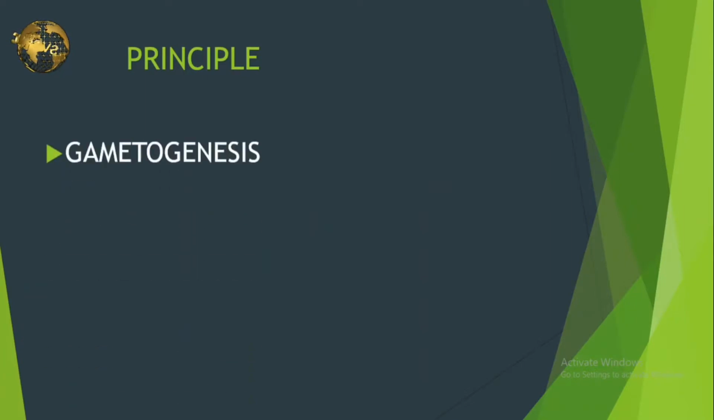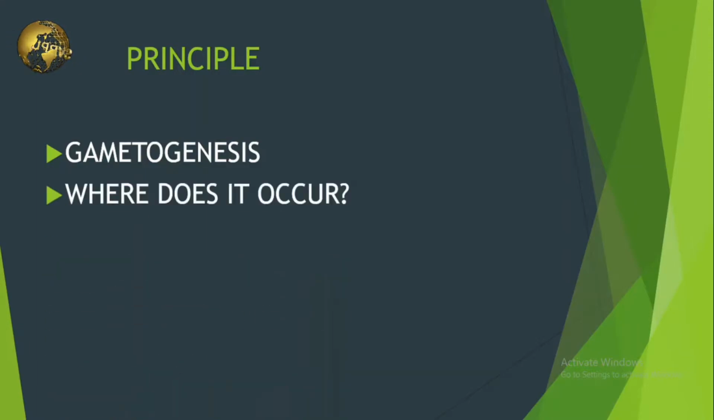Principle: gametogenesis is a process in which diploid or haploid precursor cells undergo division and differentiation to form haploid gametes in sexually reproducing organisms. It takes place in the gonads called testes in males and ovaries in females.